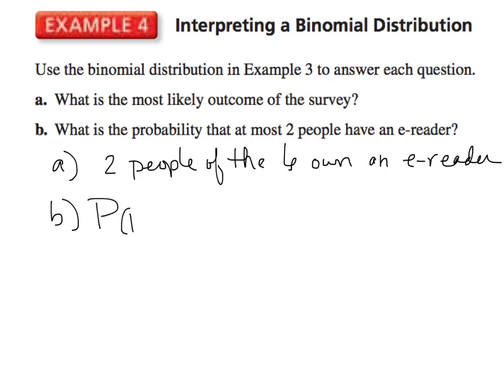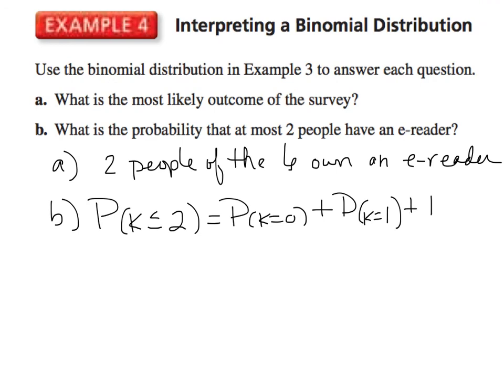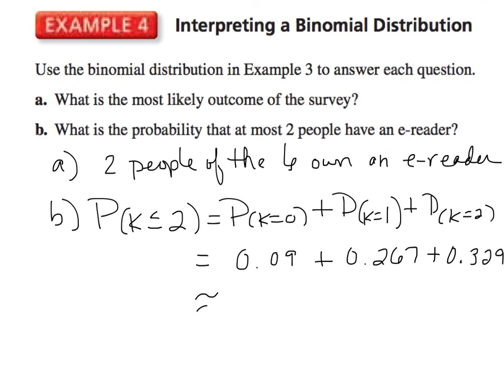So we want the probability of people who have an e-reader, 2 people have an e-reader, or less. So we would add the probability of no people, plus the probability of 1 person, plus the probability of 2 people. So that would be approximately 0.09 plus 0.267 plus 0.329. That would give us approximately 68.6%.